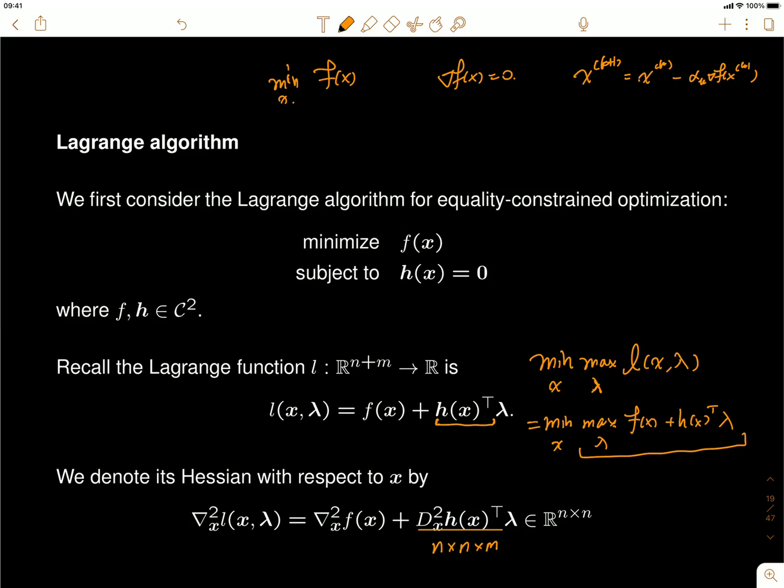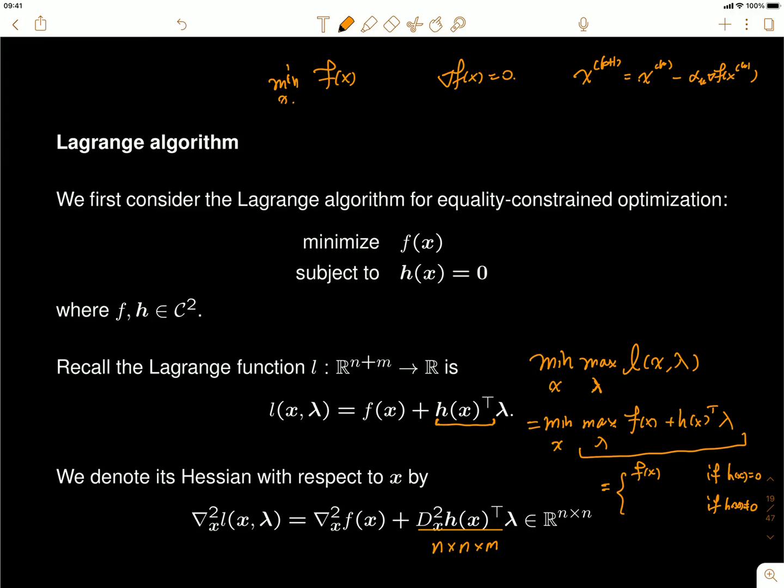So if h(x) equals 0, at such a point x, this term is just 0. It doesn't matter what lambda is. You take the maximum, it doesn't help, because this whole term is just gone, right? So what this value is, is just f of x. So when h(x) equals 0, it's just f of x. Nothing changed.